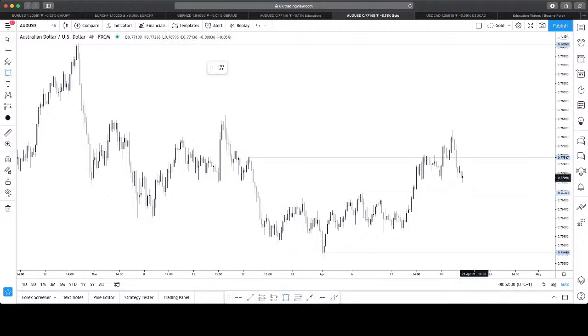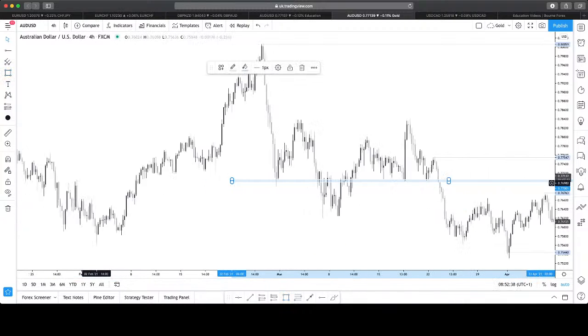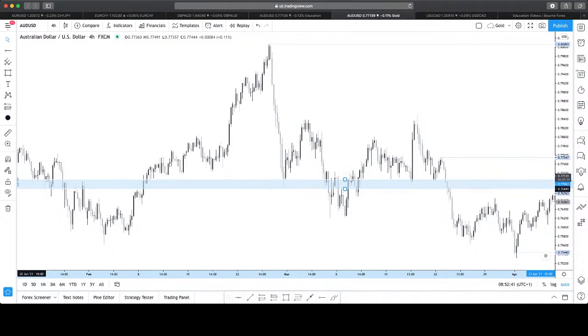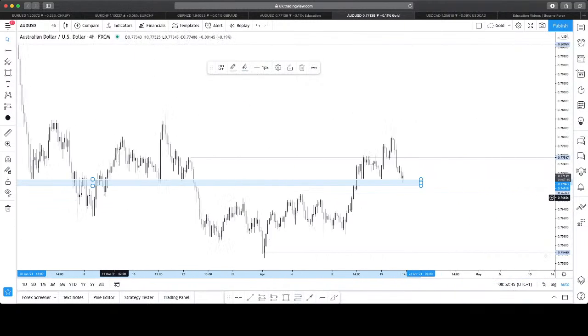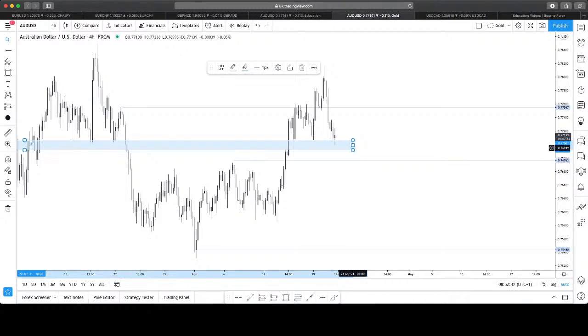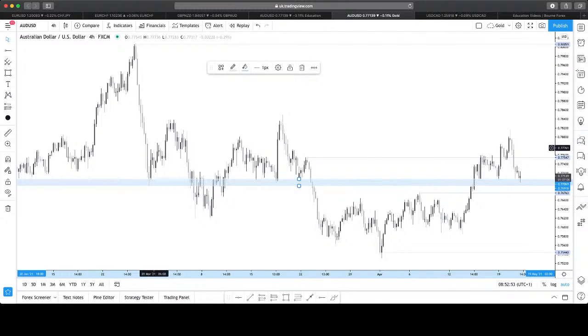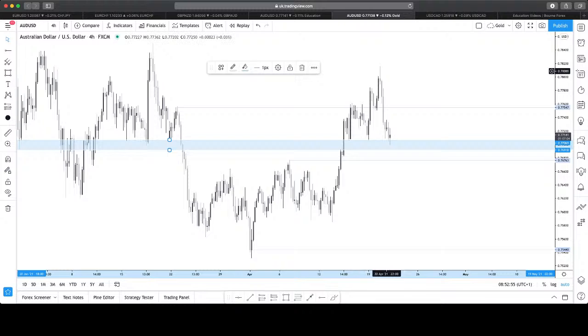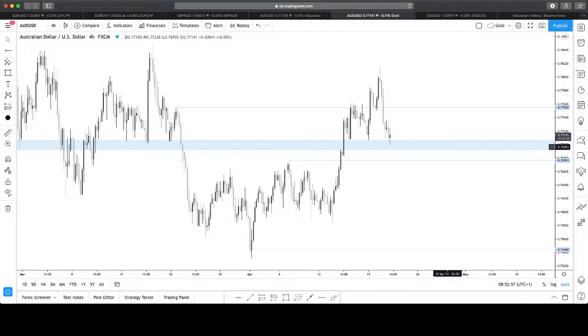Let's just run an area through the lows of here, also taking into account these lows, those previous lows through there. Just need to understand where this liquidity is. Back up to there. So we've got that little 20 pip pocket there.